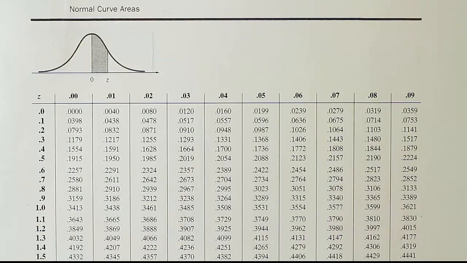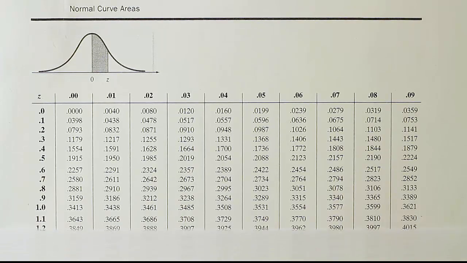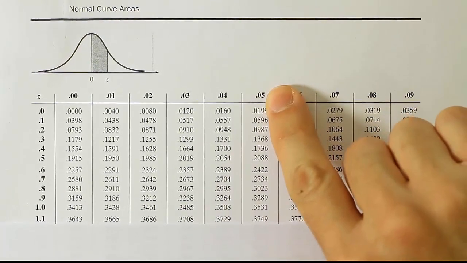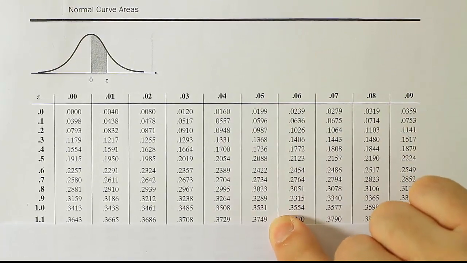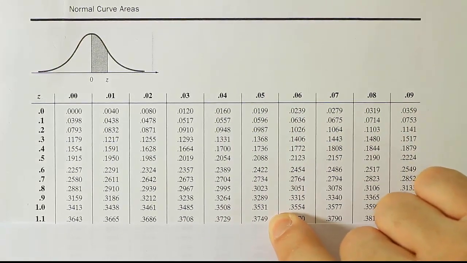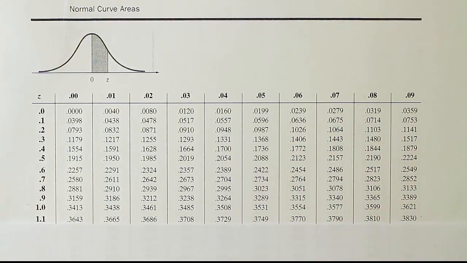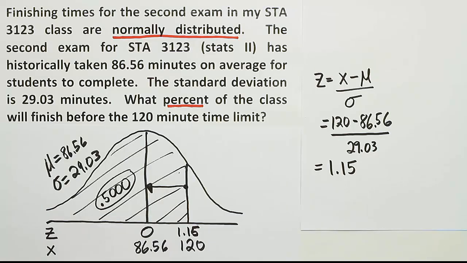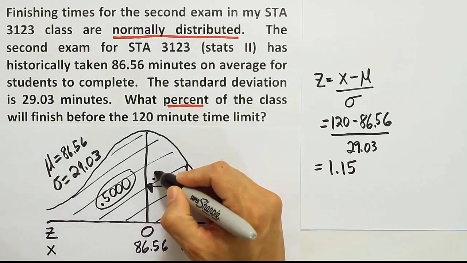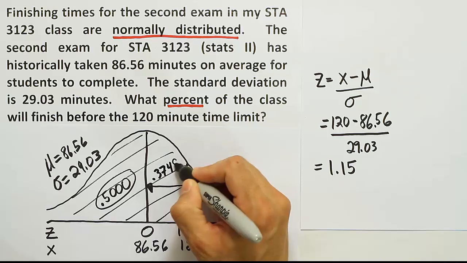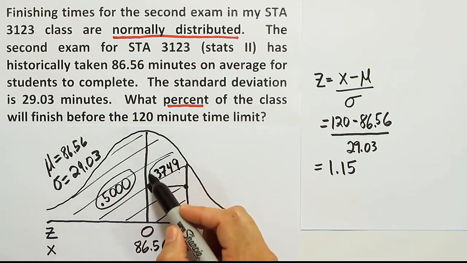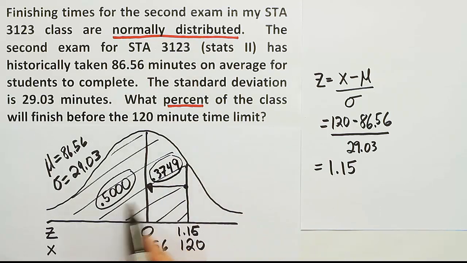Okay, so we're going to look up 1.15. There's the 1.1 row, and then 5 here at the top of the table. And we get the answer 0.3749. Okay, so we found the area here to be 0.3749. So the total area of the shaded region is the sum of these two shaded pieces.